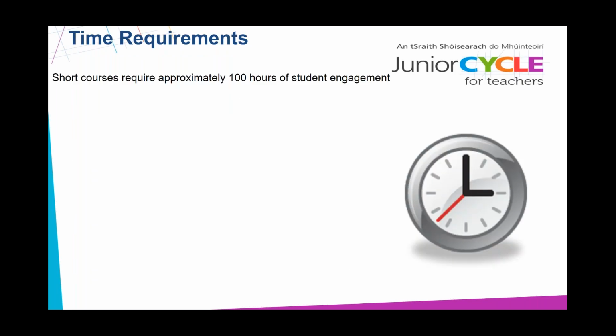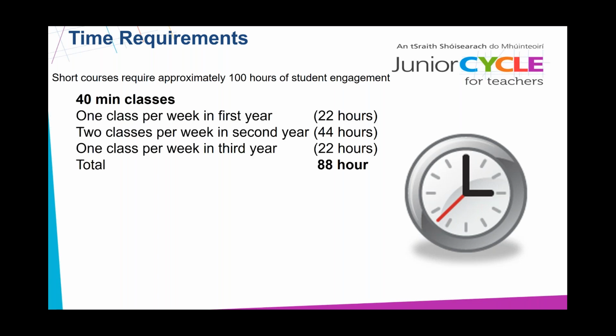So we're just going to move on now to look at time requirements, which I know is an area of great interest to a lot of people. So the short courses require approximately 100 hours of student engagement. If you are in a school where you've got 40-minute classes, this means that one class a week in first year, two in second year, and one in third year would bring you to a total of 88 hours, which is the minimum class contact time that would be acceptable for you to be able to say that you are doing a short course.